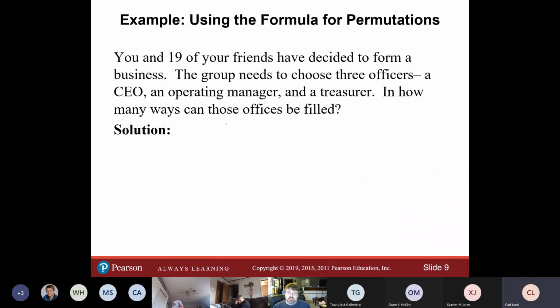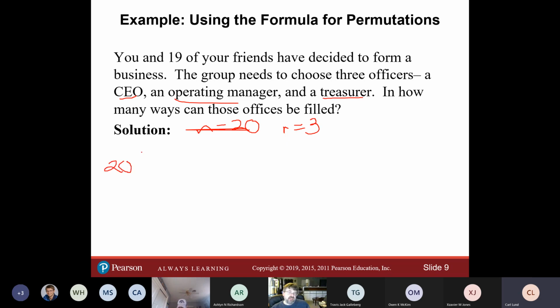So, for example, you and 19 of your closest friends have decided to form a business. The group needs to choose 3 officers for the business: a CEO, an operating manager, and a treasurer. You want to know in how many ways could you fill those 3 offices. This is a permutation problem because order matters. It matters who is CEO, who is operating manager, and who is treasurer. So we have our N is our total number. It's 20 because it's you and 19 other people. So N equals 20. And our R equals 3 because we have 3 spots to fill. So this problem is 20P3.